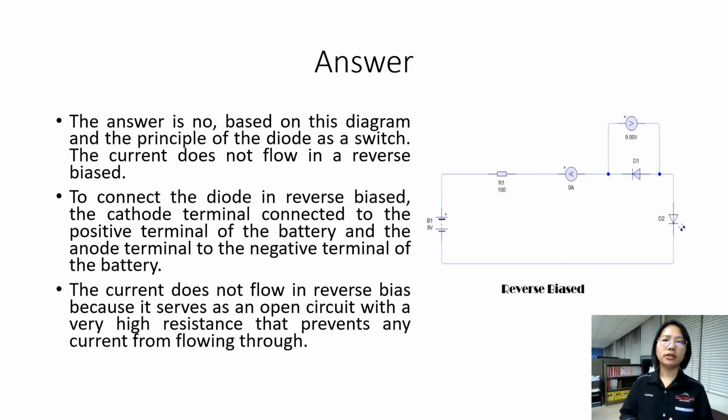To connect the diode in reverse bias, the cathode terminal connected to the positive terminal of the battery and the anode terminal to the negative terminal of the battery. The current does not flow in reverse bias because it serves as an open circuit with a very high resistance that prevents any current from flowing through it.